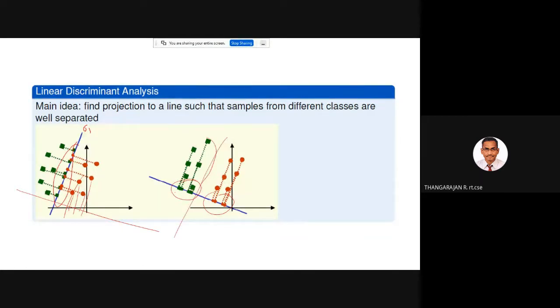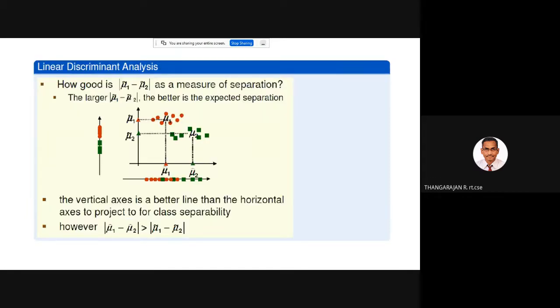So find a projection to a line such that samples from different classes are well separated. That's the aim of linear discriminant analysis. So how will you measure that?